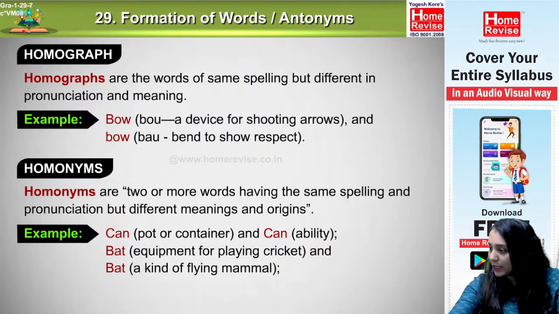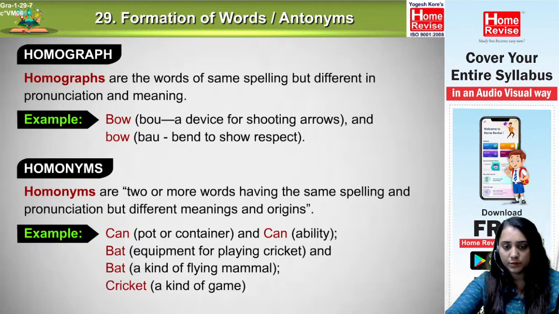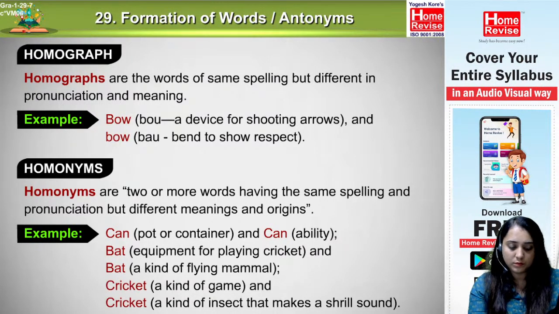Fine, very good. Bat and bat, very good. Basically, both the spellings should be the same. That is the only thing we have to focus on about homophones and homographs. Now let's learn about homophones. Cricket, a kind of game, and cricket, a kind of insect that makes a shrill sound.